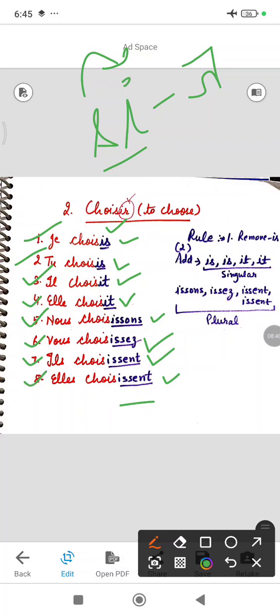And what is the meaning of all this? I choose, you choose, he chooses, she chooses, we choose, you all choose, they choose and they choose in the masculine and feminine. I hope IR verb conjugation is clear to each and everyone. Now you can try other conjugations, then the rule will be more clear to you.